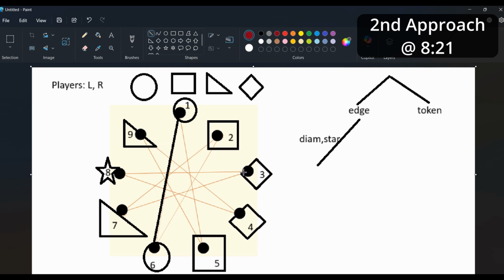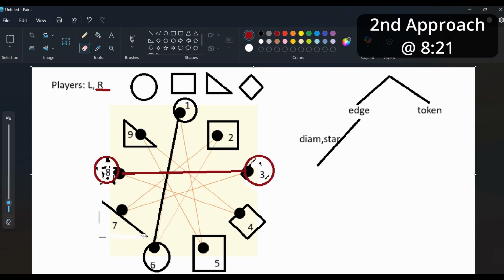And let's represent that with red color, for R. Now what happens? These two become circles. Let me do that. Let's first erase. So this node in the tree represents all those gameplays where L plays an edge, meaning removing two tokens, and then R plays an edge between diamond and star. Now let's see what happens.